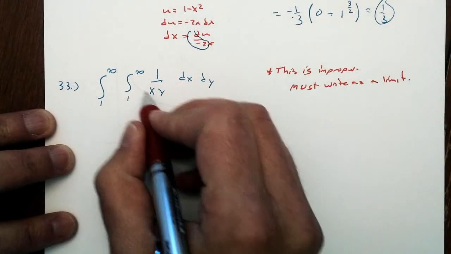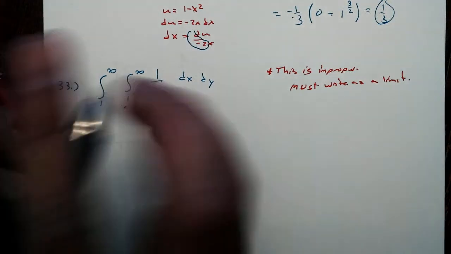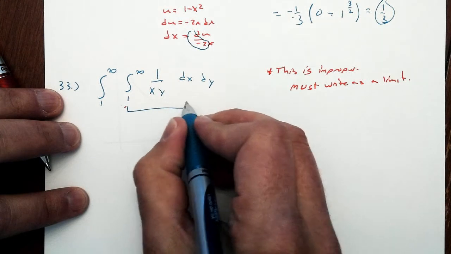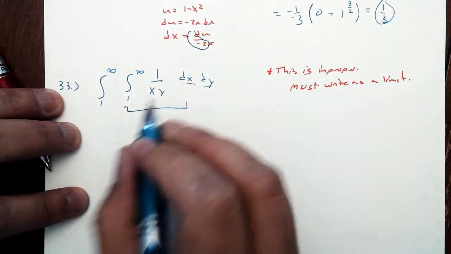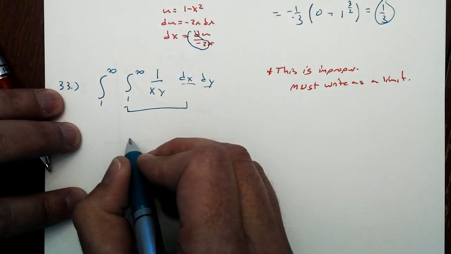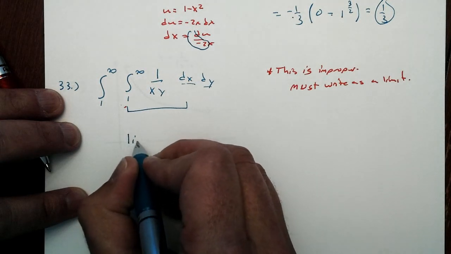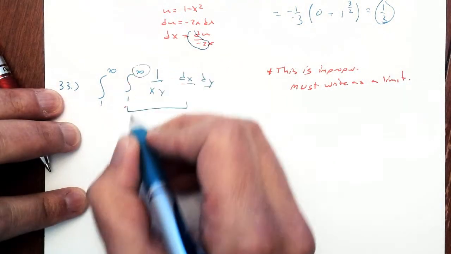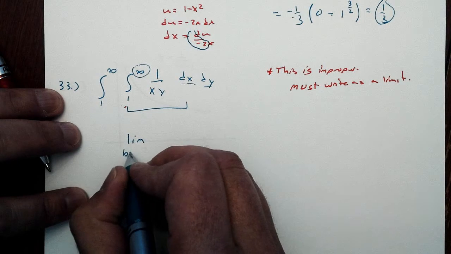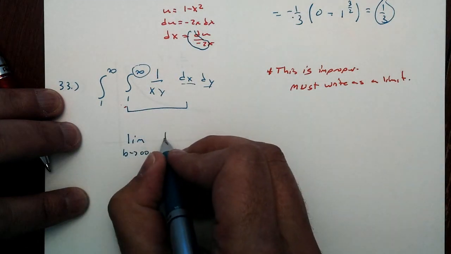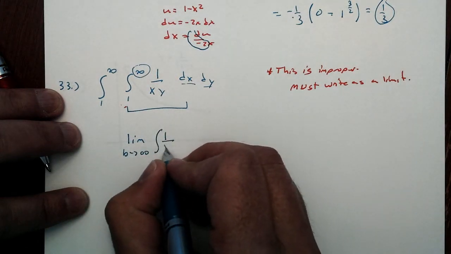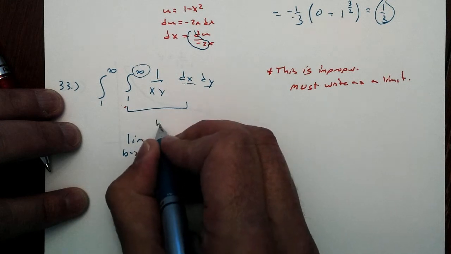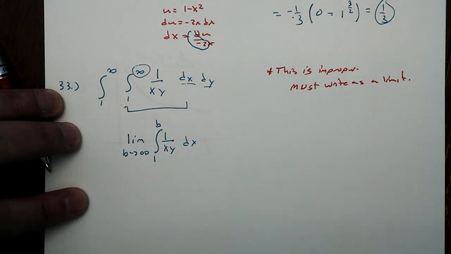All right, so for the first one, we're going to look at this inside, the derivative in terms of x. And notice we're doing dx and dy. So if I look at this one, this is going to become the limit. Now remember, this is my improper part, so I'm going to call that b. As b goes to infinity of the integral 1 over xy from 1 to b dx. We saw this last year.